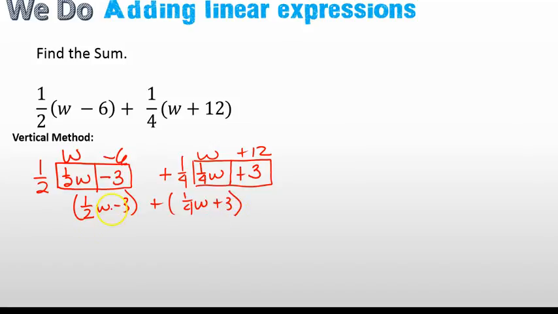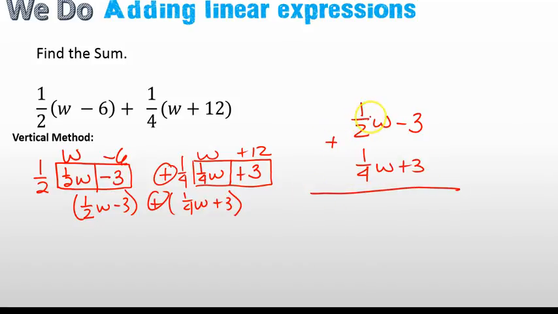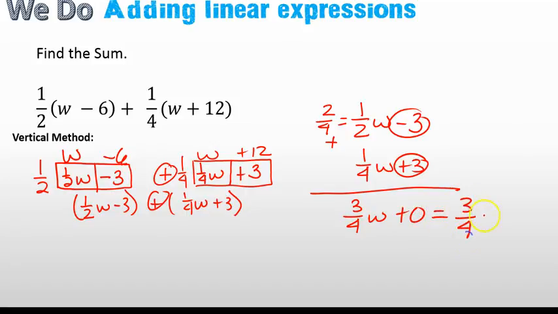Okay, now I'm just going to stack them, except I'm going to do it over here where there's more space. So I have 1/2 w minus 3, stack the like terms. So I'm going to put the w part below it, and then my plus sign right here. So I have 1/2 w plus 1/4 w. If I was to make common denominators, that's 2/4. So 2/4 plus 1/4 is 3/4 w. And I have a negative 3 plus a positive 3, that is 0, which we write as just 3/4 w.